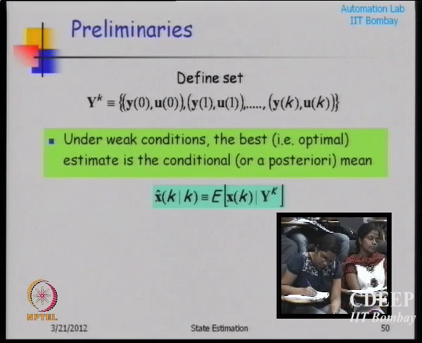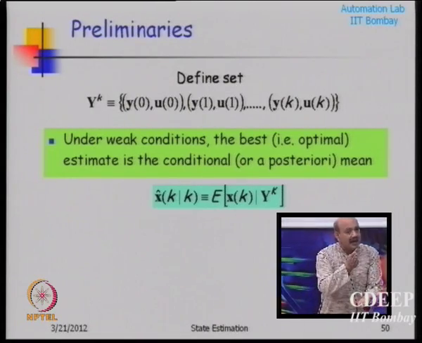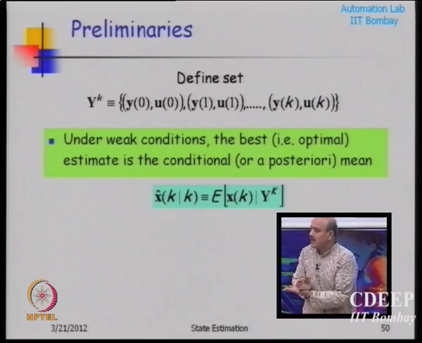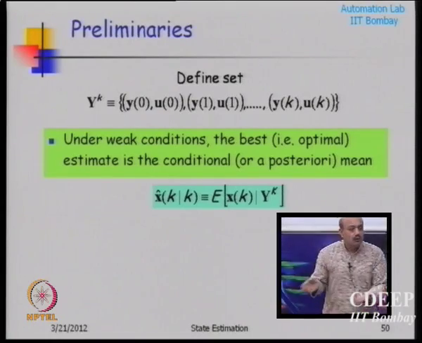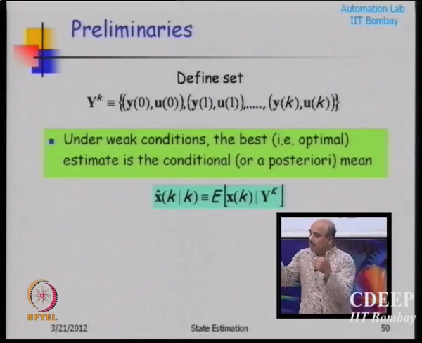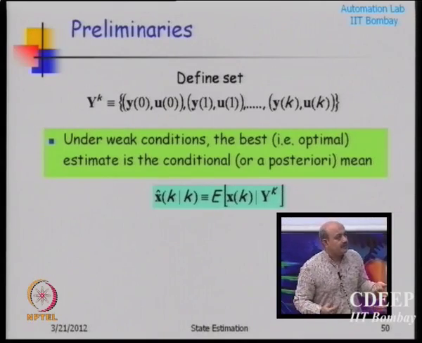Just imagine why the entire data is required. Why am I saying that the entire data is required? Because when I estimate x1, I am going to use information of y0 and y1. When I estimate x2, I am going to use y0, y1, y2. When I estimate x10, I am going to use information of y0 to y9, y10. So measurements are going to be used to reconstruct the state estimates.